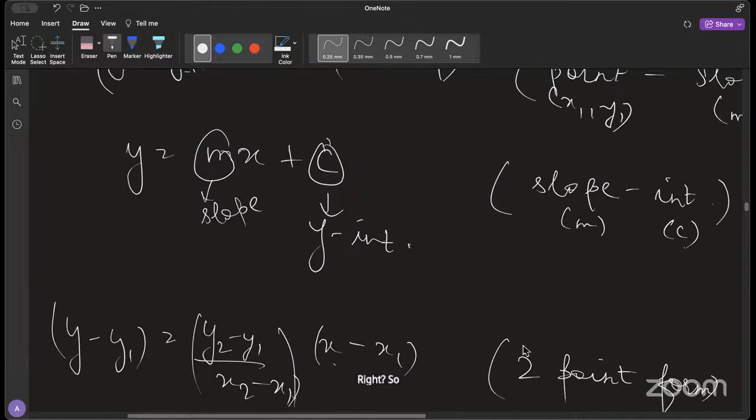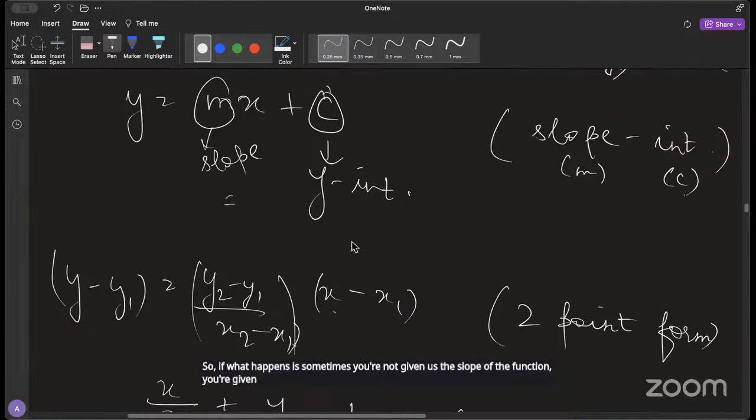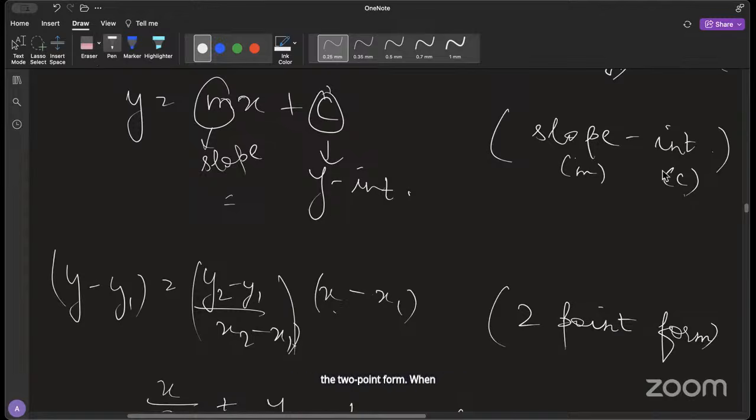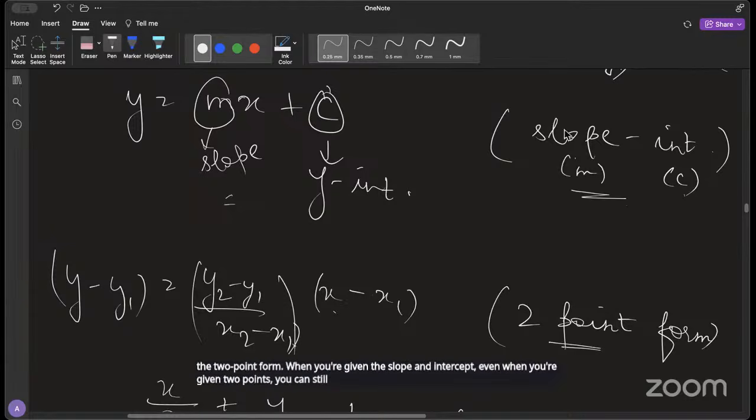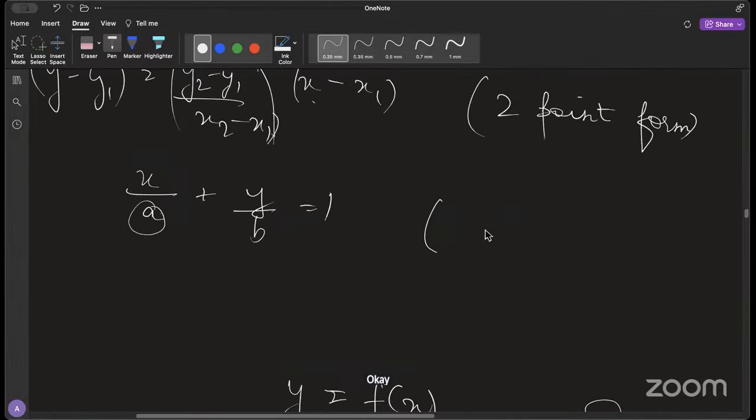Sometimes you're not given the slope of the function, you're given 2 points. This is when you can use the 2-point form. Even when you're given the slope and intercept, or even when you're given 2 points, you can still use slope intercept form. That's still valid. And the last one is intercept form.